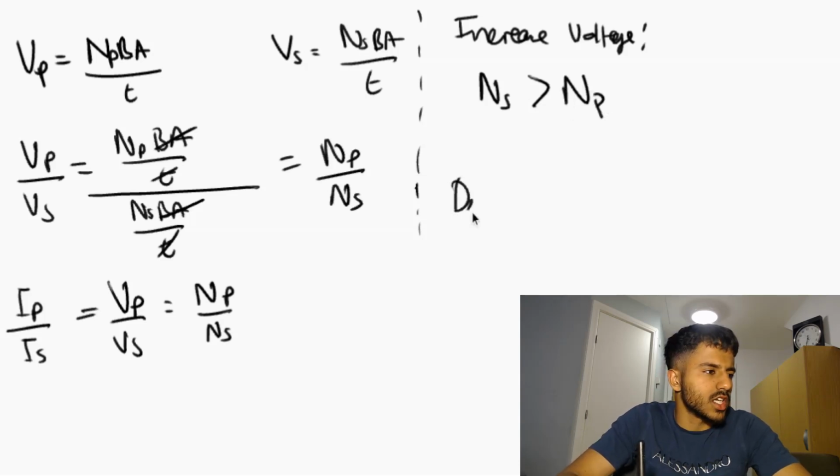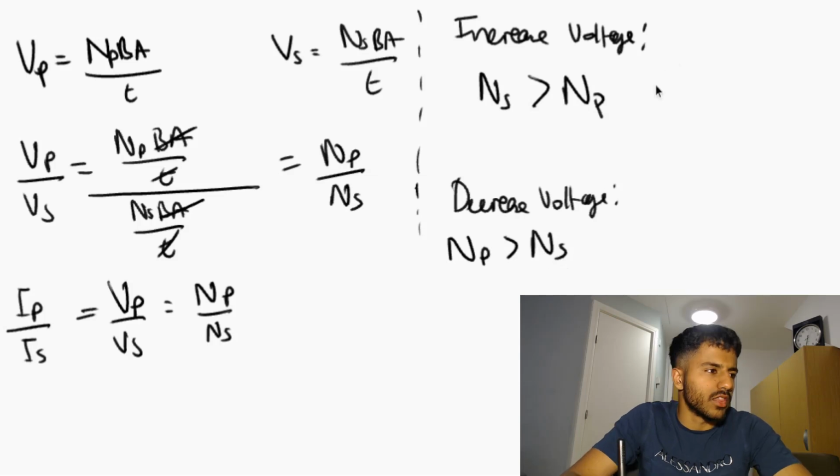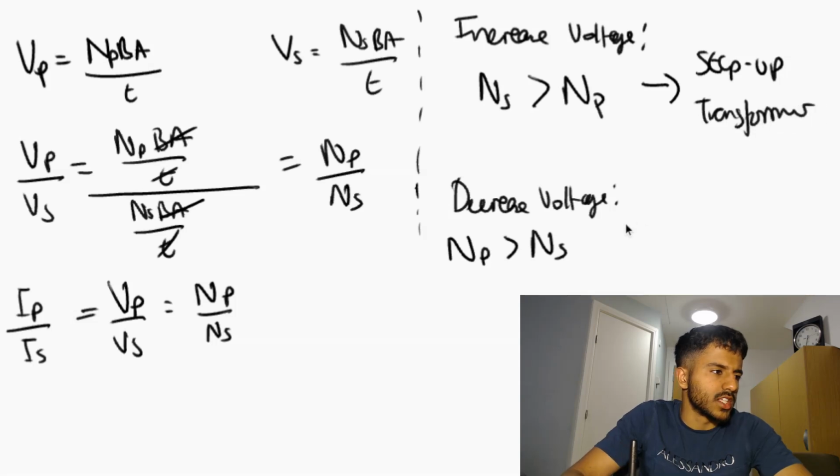And if I wanted to decrease the voltage, the number of turns on the primary coil must be greater than the number of turns on the secondary coil. Now this is known as a step-up transformer, and this is known as a step-down transformer.